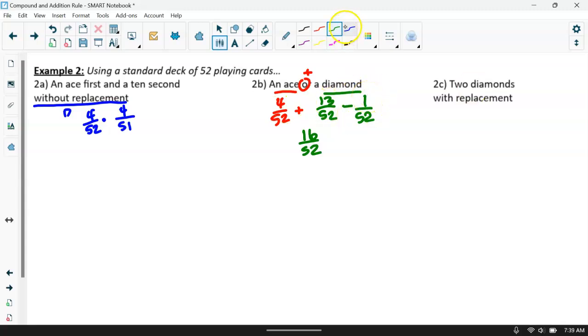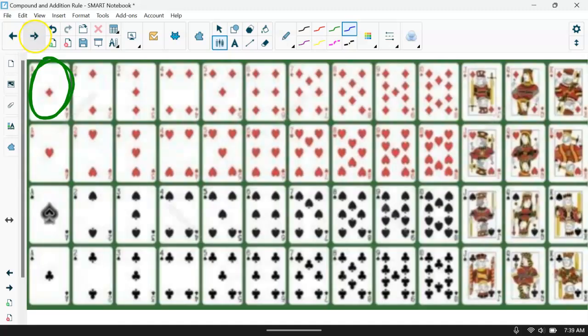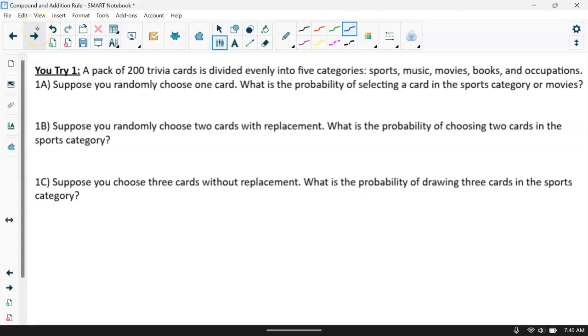So now here, what is the probability of getting 2 diamonds with replacement? So now we're back to an independent situation. So again, how many diamonds are there for the first? 13 out of 52. Technically, it's with replacement. So again, same thing, 13 out of 52 and multiplying. So here, pause the video and try these questions on your own.